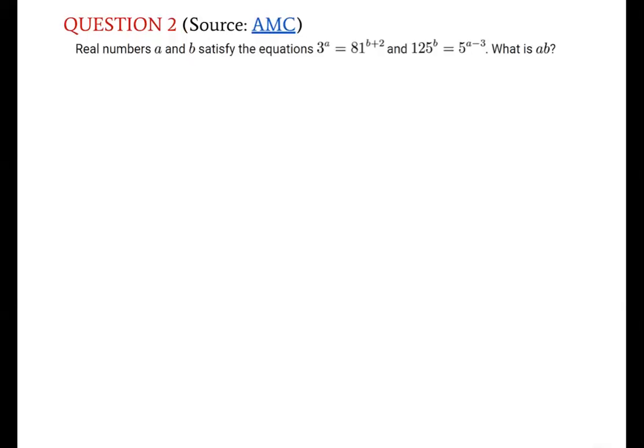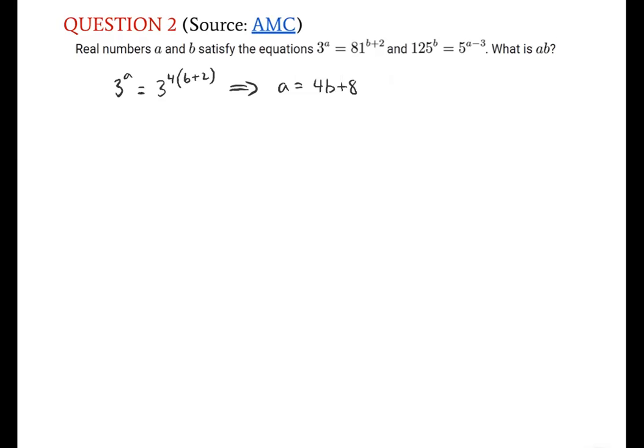So question 2, real numbers a and b satisfy the following equations. So we know that 3 to the power of a is equal to 81 or whatever. So 81 is just 3 to the power of 4. So we can multiply this by b plus x, well, 4 times b plus x. So from this, we can see that our exponents will be equal to each other since they have the same base. So a is equal to 4b plus 8.